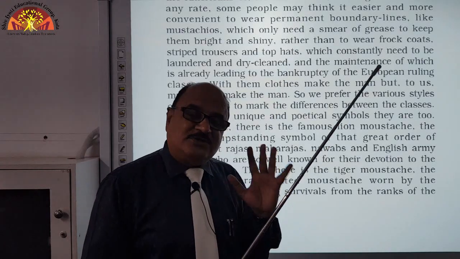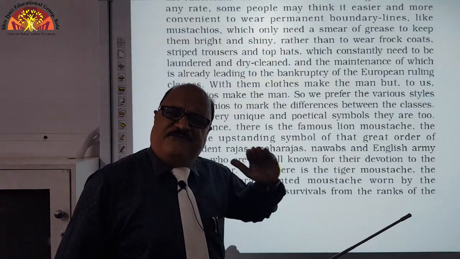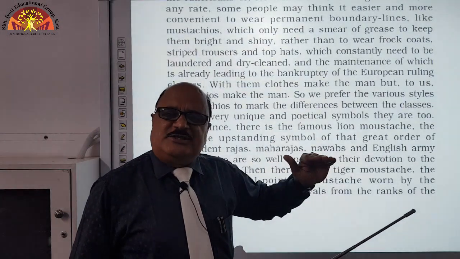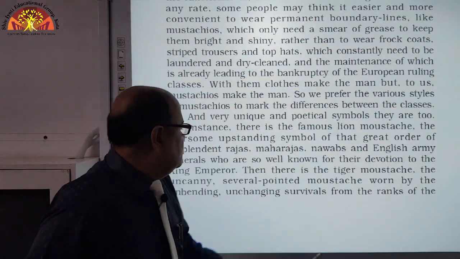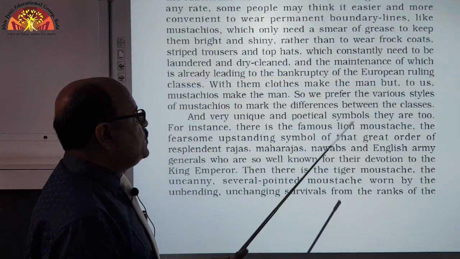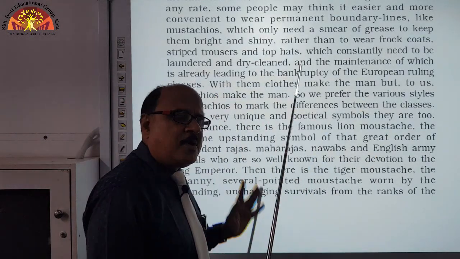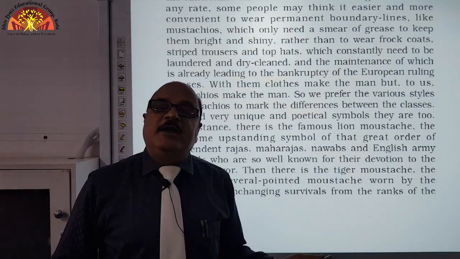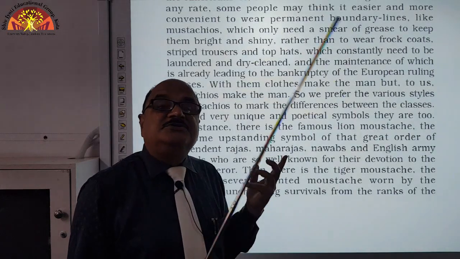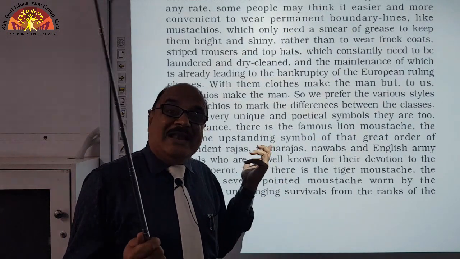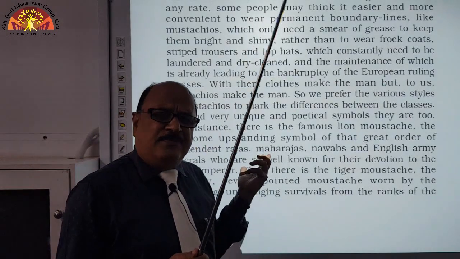Yes, here the writer is using different kinds of mustache. He is giving the examples of various kinds of mustache, and to begin with, the first kind of mustache is known as lion mustache, number one. So, please write somewhere, keep it in your mind, lion mustache, and it is the symbol of resplendent Rajas because they believed in their splendor, glory, right? So, Rajas, Maharajas, Nawabs, royal people, okay.